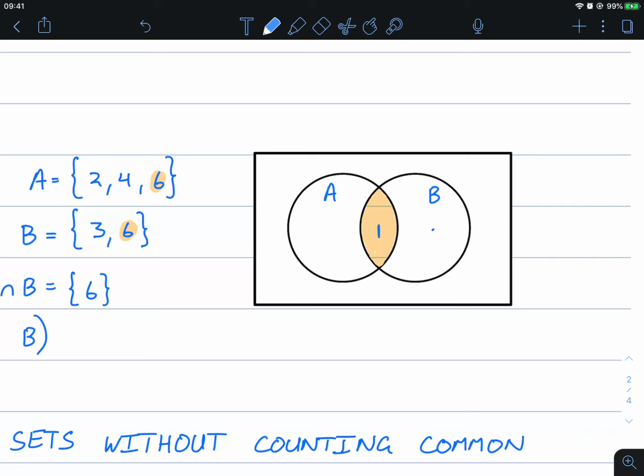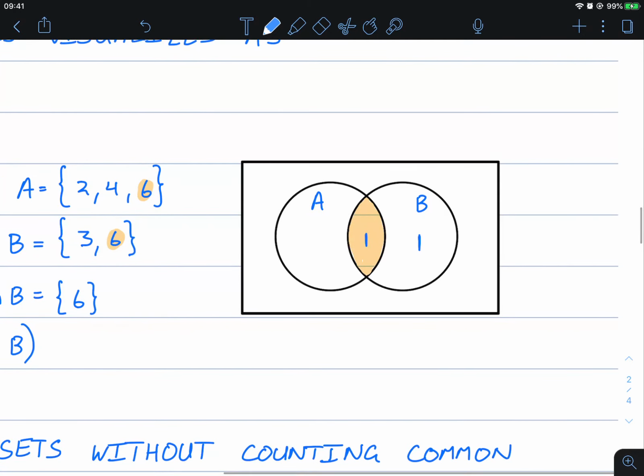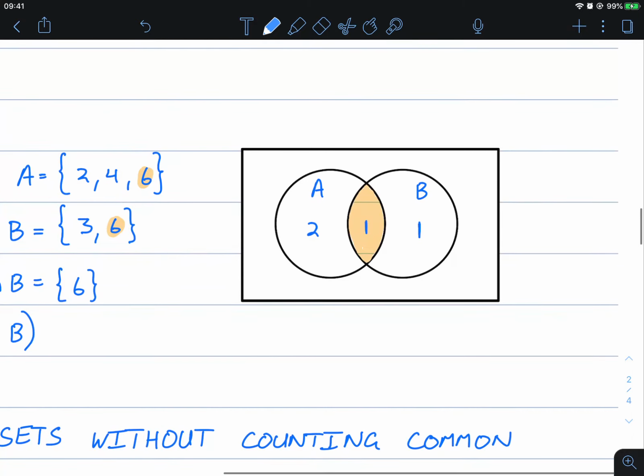So originally there were 2 things inside B, but now because one of those things is shared with A, we write only 1 here. Because now 1 plus 1 gives us 2 things inside of B. Same goes for this. There are 2 more elements that are only inside of A. Now if we count these numbers, 2 plus 1 plus 1, that gives us 4, which means there are 2 more numbers that don't belong in A or B.